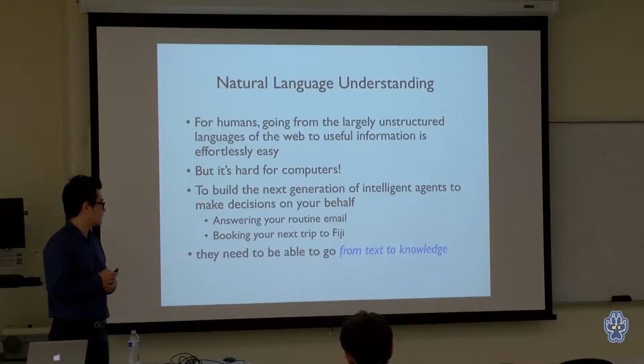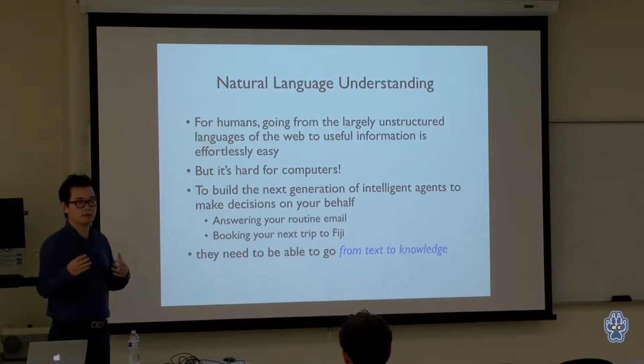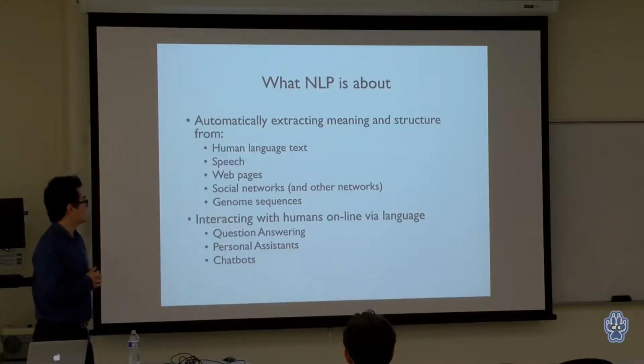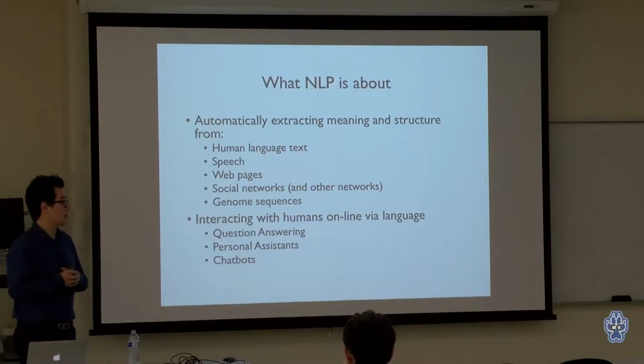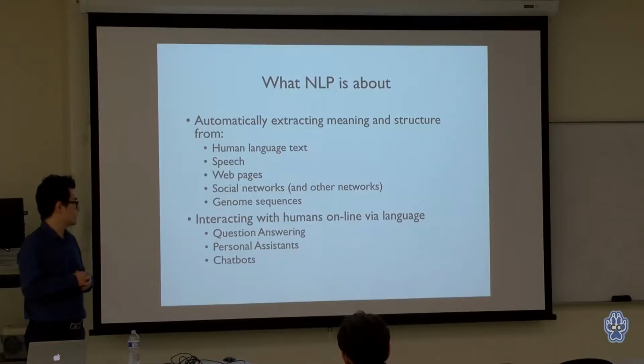Okay, so in general, what natural language understanding means is that there is a huge amount of text data out there. But the thing is, how do you actually distill the knowledge out of the text documents? That is the key of natural language processing and natural language understanding, okay? So with NLP, you already see a lot of applications. Human language text is NLP, and speech is also natural language processing. Sometimes NLP also deals with web pages, social network data, and also genomic sequences, right?